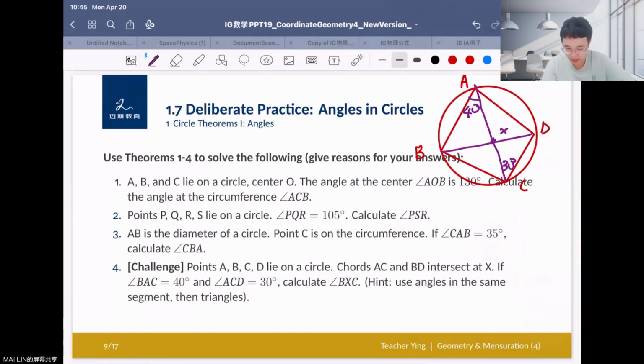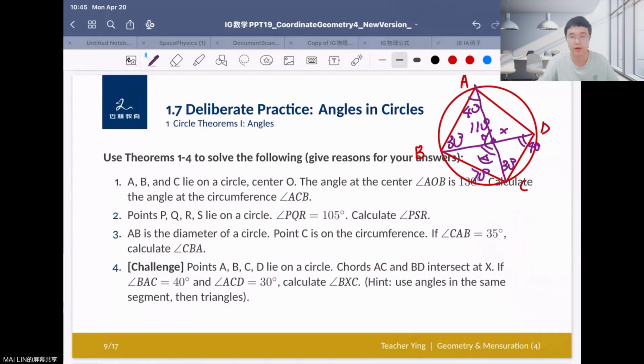So maybe here, angle BXC is this value. First, 40 degrees here equals another 40 degrees, BDC, because BAC equals 40 degrees. And ACD equals the angle ABD, because they have the same chord. And then we can say this angle is the interior angle of the triangle AXB. So this angle equals 180 degrees minus 30 minus 40 equals 110 degrees. So the computed angle here is 70 degrees.